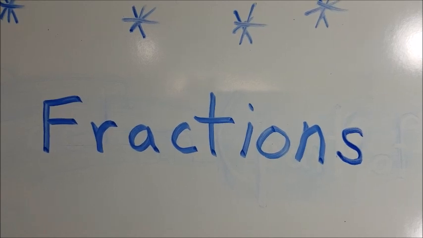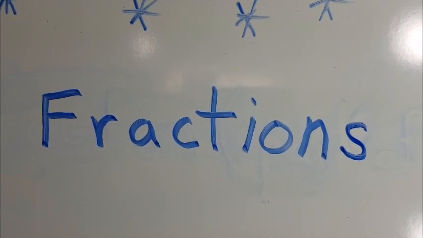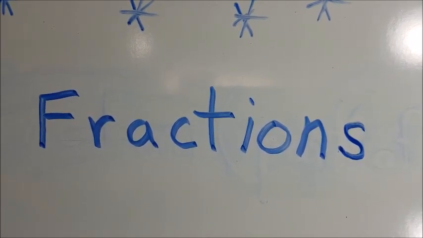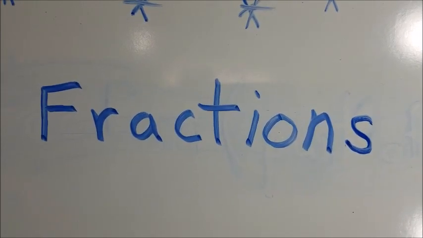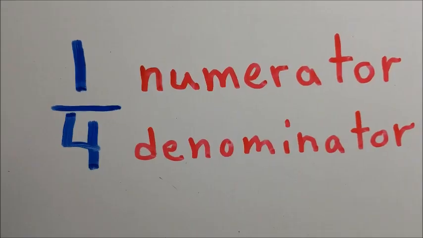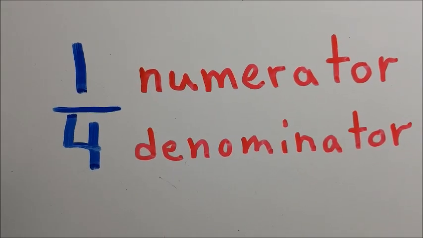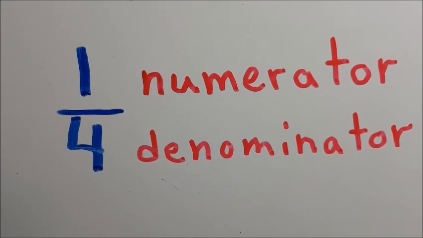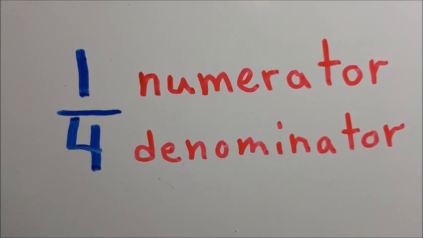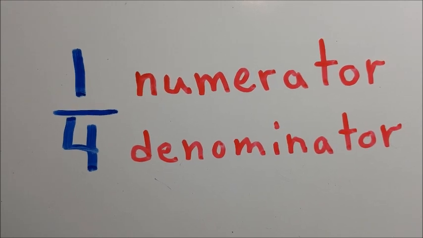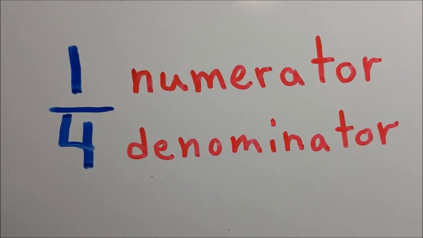Boys and girls, let's review. Fractions are parts of a whole, and they're equal parts of a whole. When we write a fraction, the top number is called the numerator. The bottom number is called the denominator.